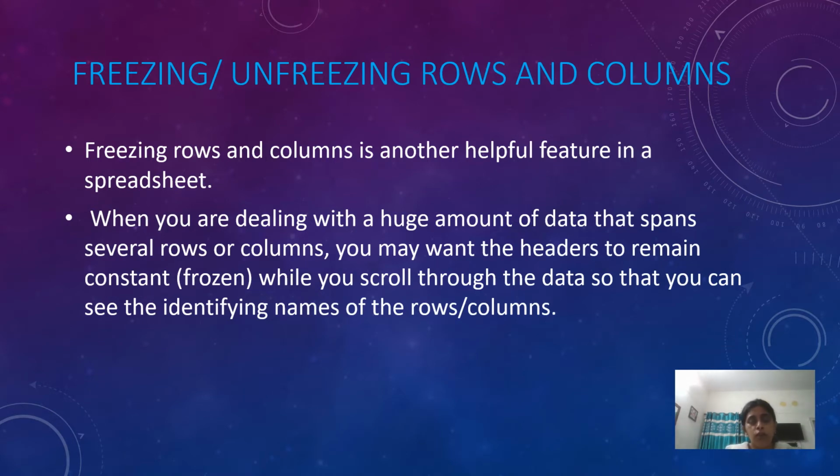So when we have a large or huge amount of data, which spans across several rows and columns, we want the headers to remain constant, frozen, while you scroll through the data, so that you can still see the identifying names of the rows and columns. That's what I have just told you.